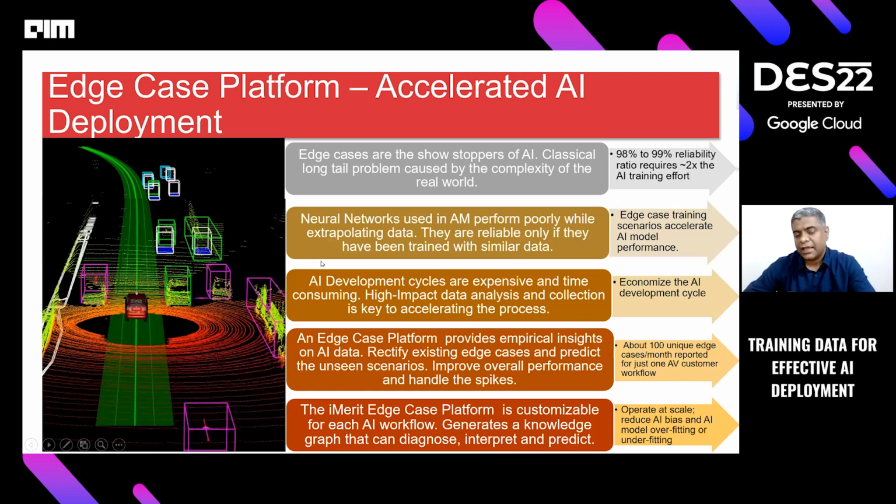To summarize, edge cases are the biggest showstoppers in the production phase of AI. The major bottleneck in resolving edge cases is in the availability of training data that truly replicates the real-world conditions. It is also important to have an edge case platform that can systematically improve the performance of an ML model when it comes to handling edge cases.